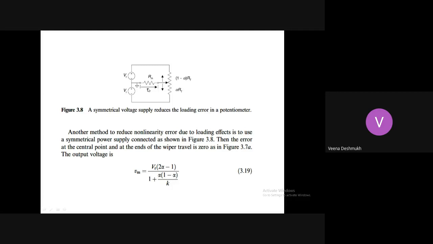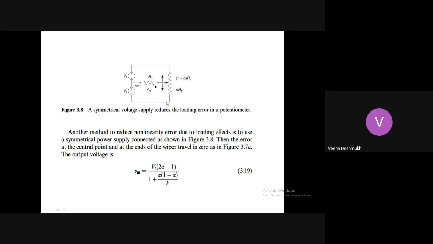Now here, another combination where two voltmeters are connected and individually the voltages are measured across the two parts of the potentiometer. This also helps in minimizing the loading error.